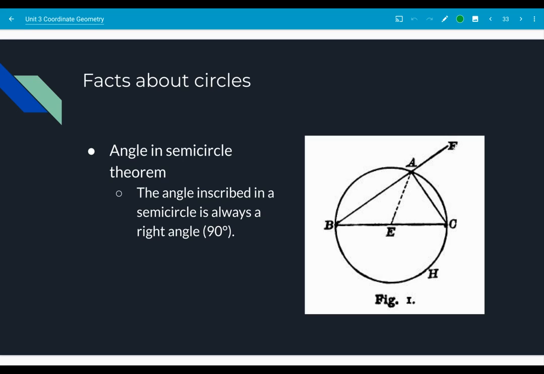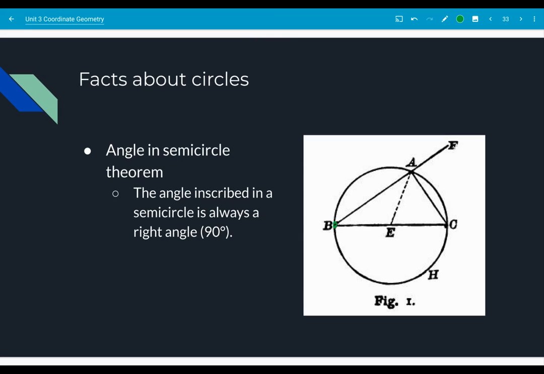Okay, so the angle in a semicircle theorem states that an angle inscribed in a semicircle is always a right angle. So if you get a problem that says A and B lie on the diameter of a circle or something along those lines, or they give you a picture where that's true, you can safely make the assumption that that is a right angle. Okay, that's the angle in a semicircle theorem.